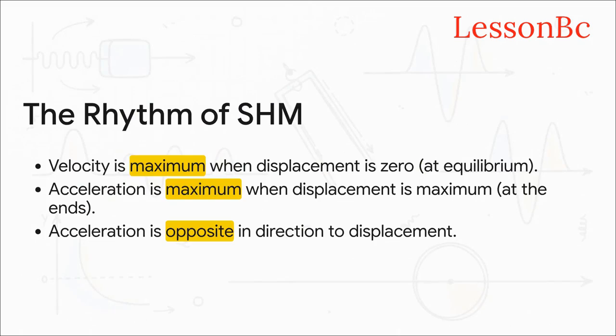When that mass is at the very, very end of its path, its displacement is maxed out. It has to stop for a split second to turn around, so its velocity is zero. But because that spring is stretched to its absolute limit, the restoring force is at its maximum, which means its acceleration is also at a maximum, yanking it back the other way. And then as it zips through the center, it's moving its fastest, max velocity. But for that brief instant, the spring isn't stretched at all, so the force and acceleration are both zero.